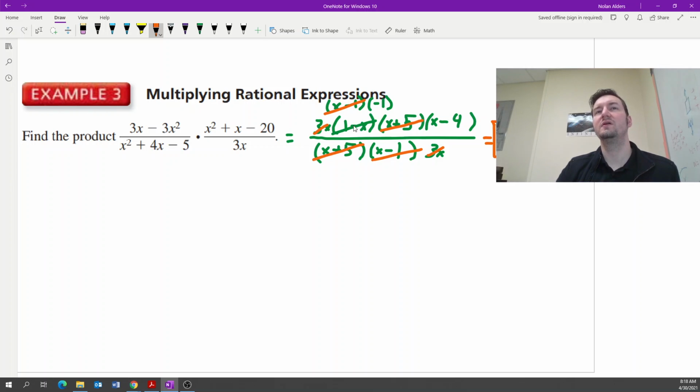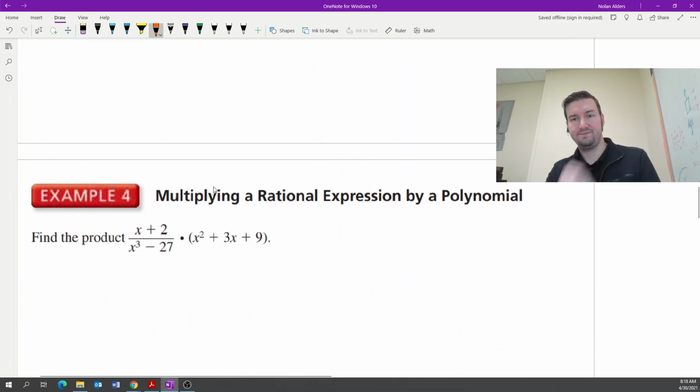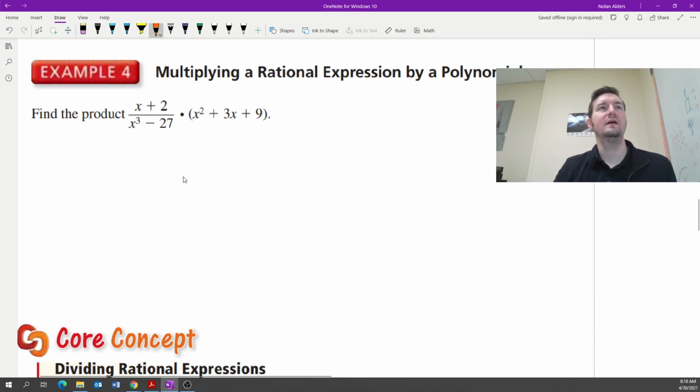All right, so again, if you have two factors and the only difference between them is a factor of negative 1, just pull that factor of negative 1 out and then you can cancel the two. Okay, this one is very similar. Would y'all agree that x squared plus 3x plus 9 is the same thing as all of that over 1? So then you can just multiply it the same way. So let's factor everything.